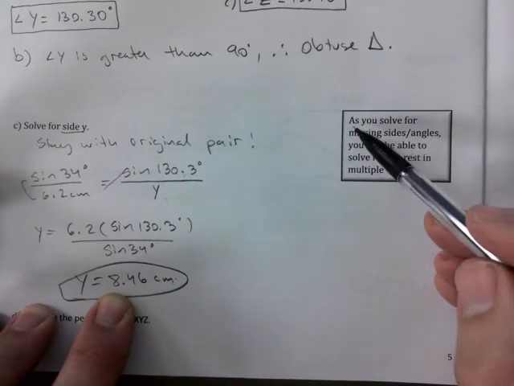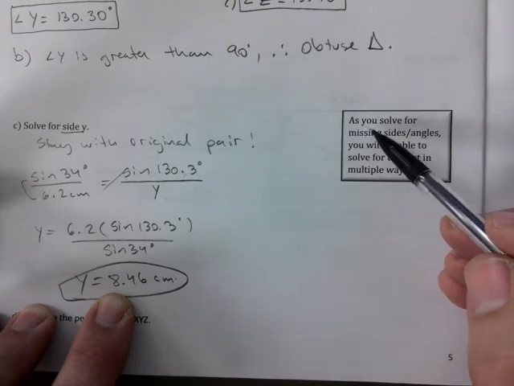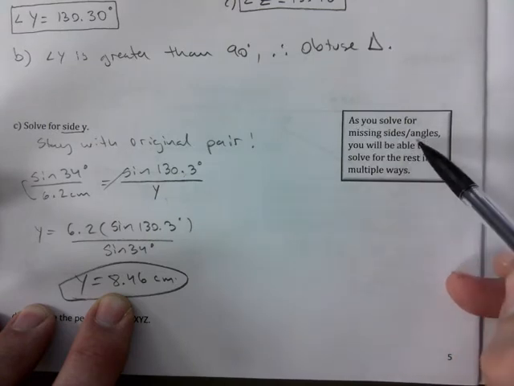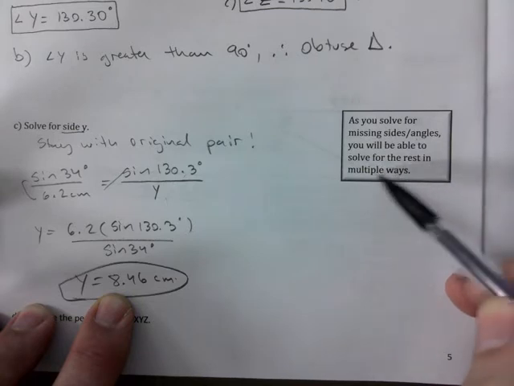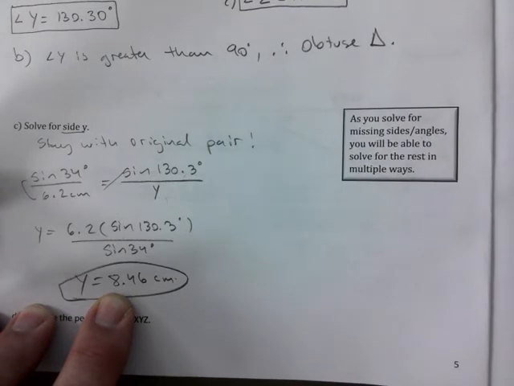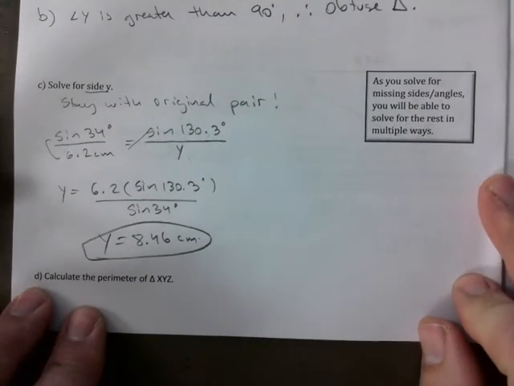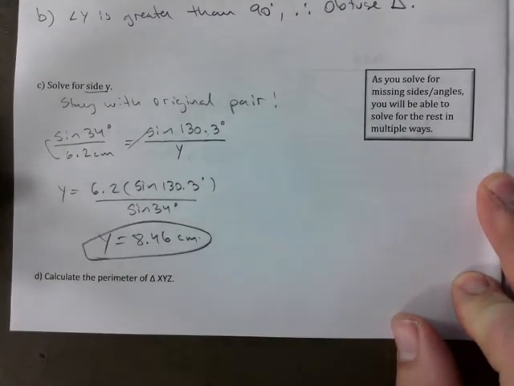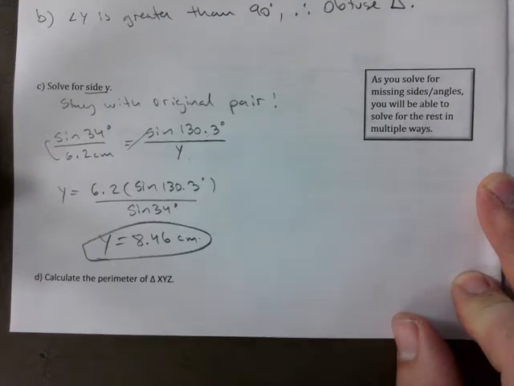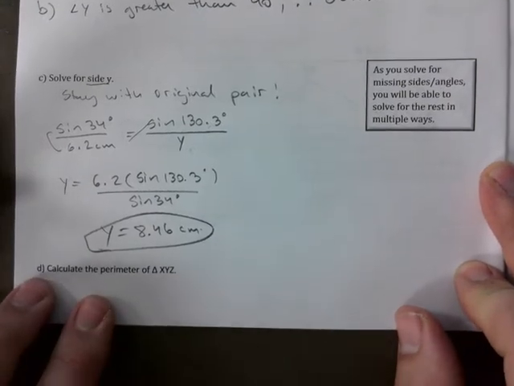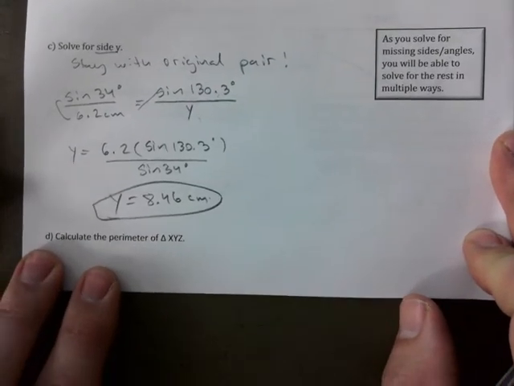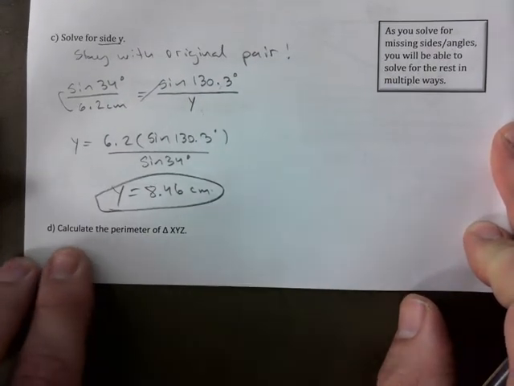And this is a note here, which is important, right? As you solve for missing sides and angles, you will be able to solve for the rest in multiple ways. Like you can go in different ways to solve for the rest. So it's up to you. As long as you show me the work, I will figure it out and you will get the marks. And from time to time, your answer might be slightly different by 0.01. That's okay, right? That is going to be okay. And you'll see that it does appear multiple times.